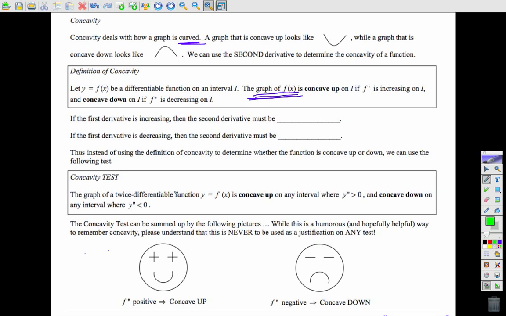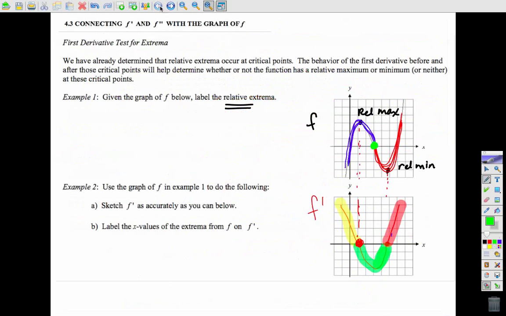We actually don't use that for this rule because there's an easier way to think about it. So we go on to the second derivative rule. If the first derivative is increasing, then the second derivative must be what? Look back at this page right here. If the first derivative, which is this graph, is increasing, what does the second derivative need to be?